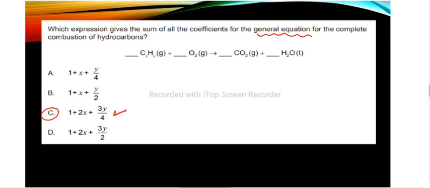And if you want to double check whether this is correct or not, you can write any equation for any hydrocarbon combustion to balance and add the coefficients. Then you're going to check with the general equation given, and you're going to find that the answer is a C answer.